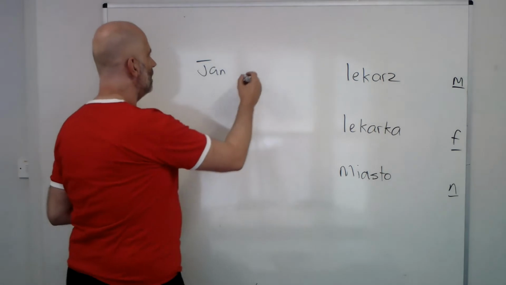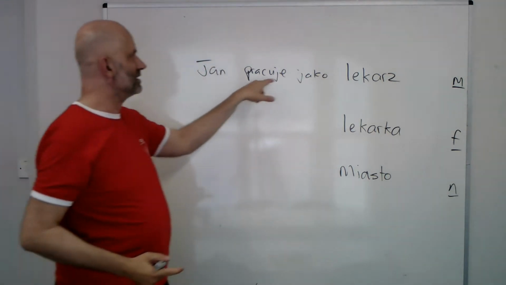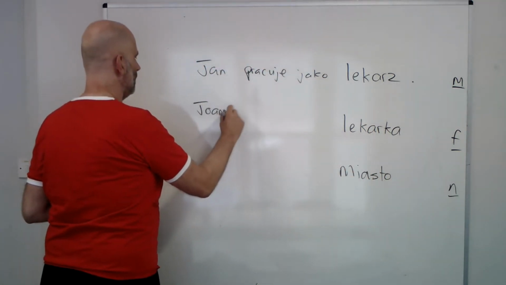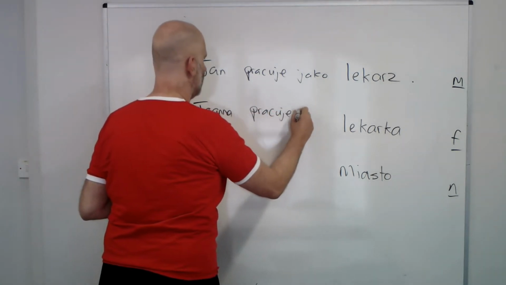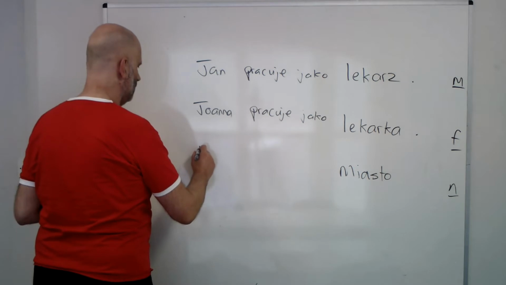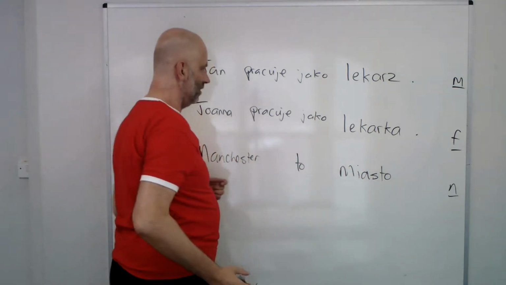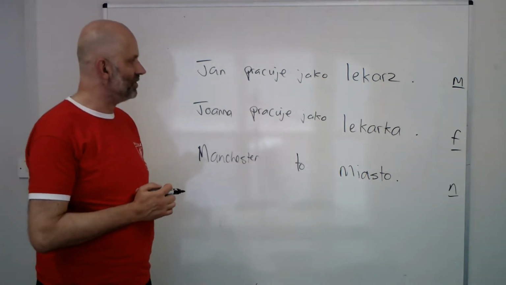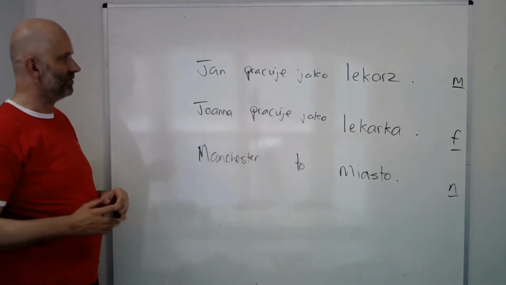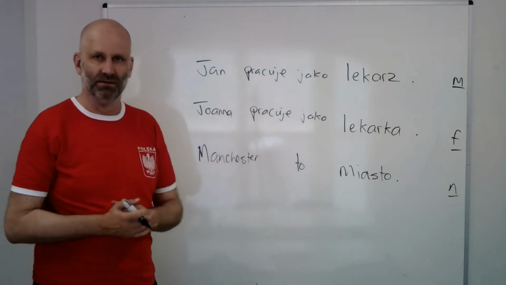So Jan pracuje jako lekarz. So Jan works as a doctor, and Joanna pracuje jako lekarka. And let's say something like Manchester. So, in each of these examples, we've not used the verb to be. So instead of saying Jan is a doctor, or Joanna is a doctor, or Manchester is a town or city, we've done Jan works as a doctor, and we've used "as" instead of the verb to be.